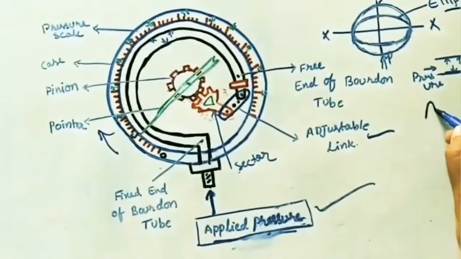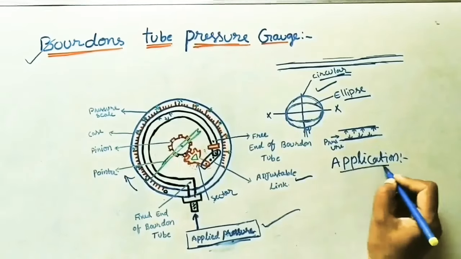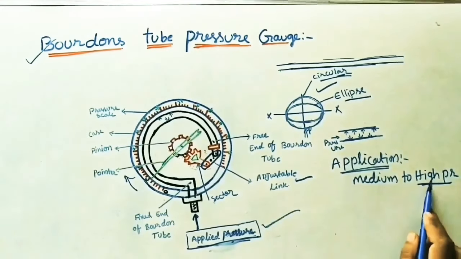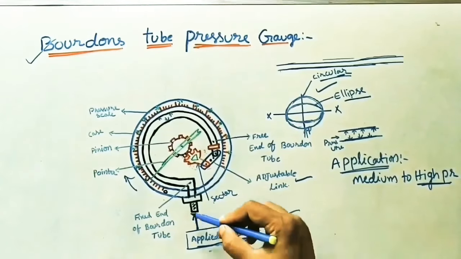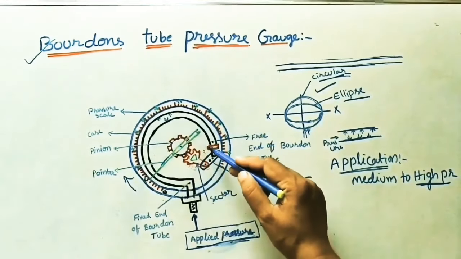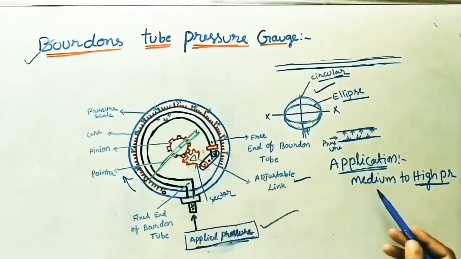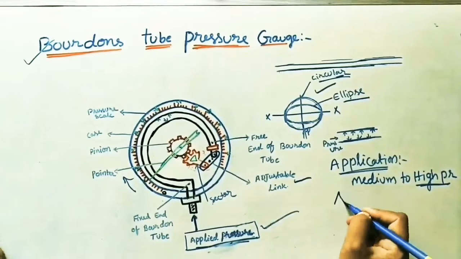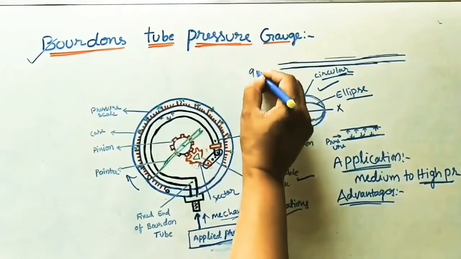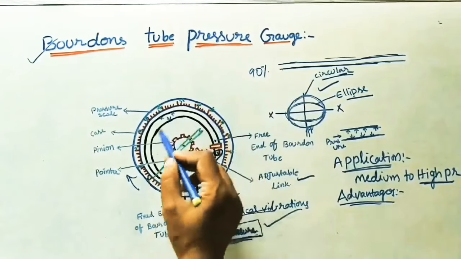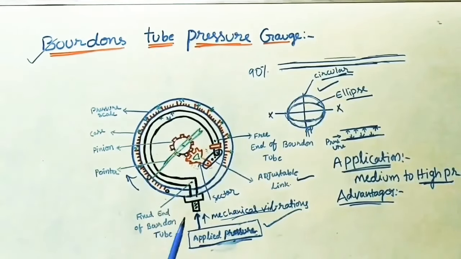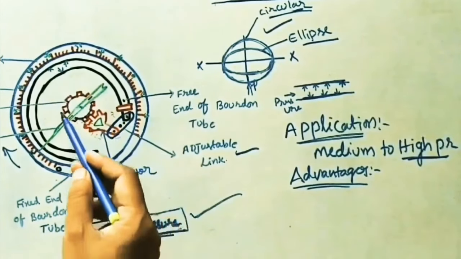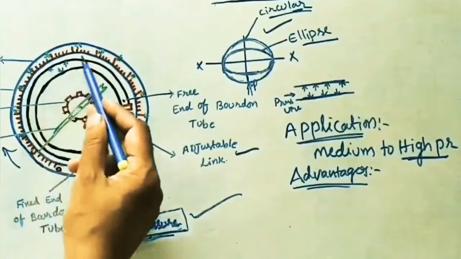Next, what are the applications of this Bourdon tube? It is used for measuring medium pressure to high pressure. At high pressure it gives more accurate values compared to medium pressure, because at high pressure the tube deflects more, and at more deflection the pressure is also more. Next, the advantages: 90% of industries use this Bourdon tube because it is a simple arrangement and the cost is low. There are few moving parts, only one Bourdon tube, and it gives accurate values.